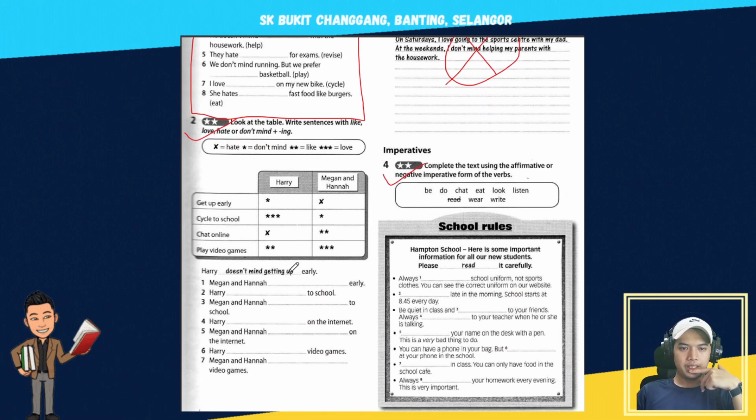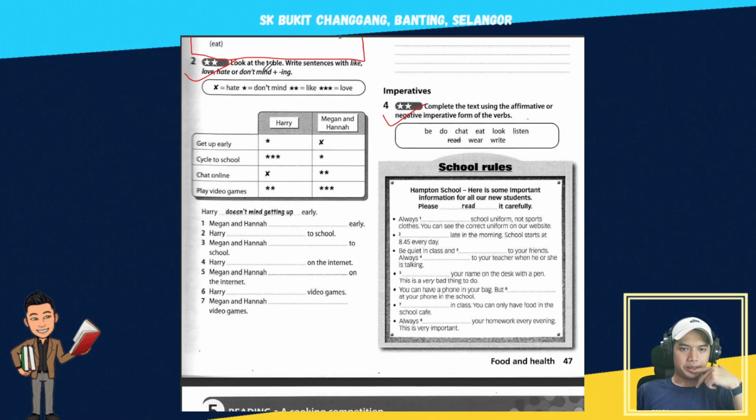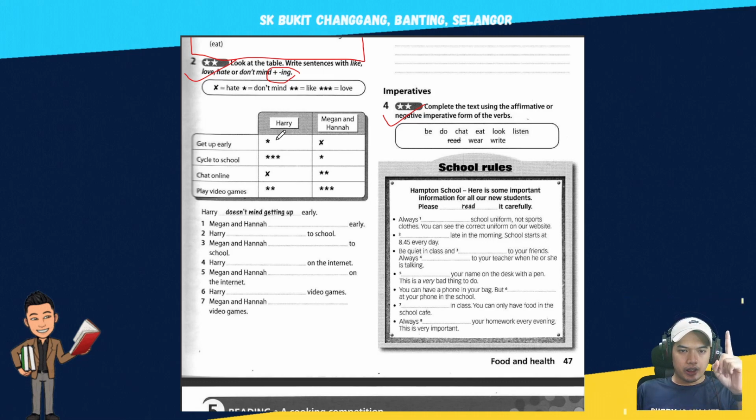Okay. Let's look at exercise number 2. Look at the table. Write sentences with like, love, hate, or don't mind, plus ing. Remember, after this word should add ing. So the cross mark ataupun lama pangkah maksudnya tak suka. Satu bintang tak kisah, dua bintang suka, tiga bintang betul-betul suka ataupun cinta.